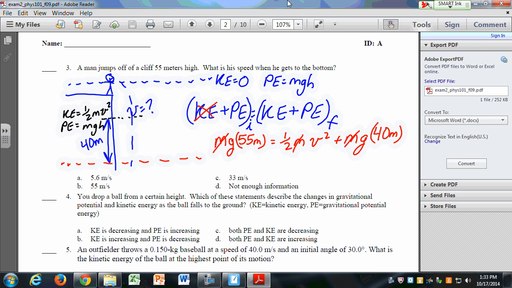All right, so I can solve this. g times 55 is 550, using that positive 10, equals 1/2 v squared plus 400. Subtract 400 from both sides, that's 150. And then multiply both sides by 2. It's 300 equals v squared. And then I square root both sides to get v, which is 17.